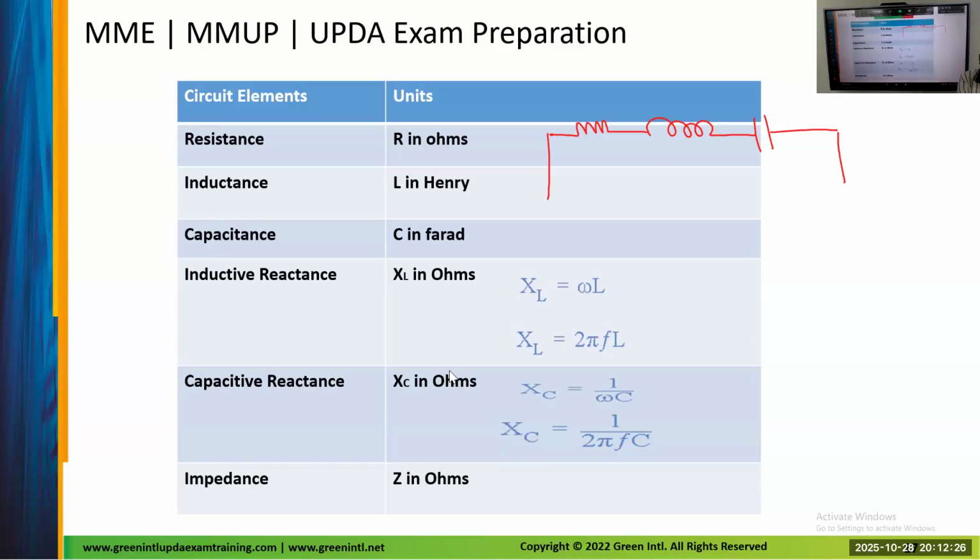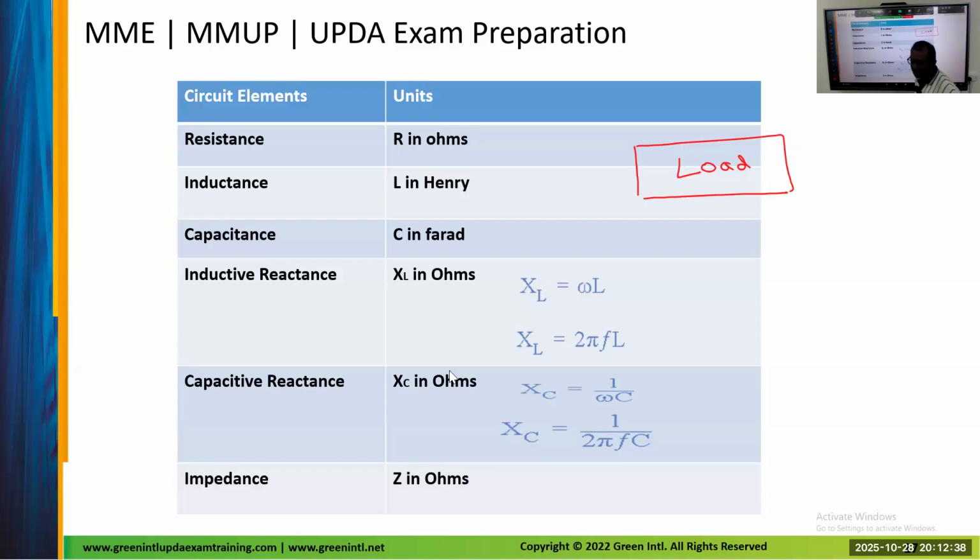The combination of all the passive components, either series connection or parallel combinations, we take as a load. If we give a DC supply to this load, it acts as a pure resistance. If we give an AC supply, we call the load an impedance. Impedance is a combination of all these three passive components.